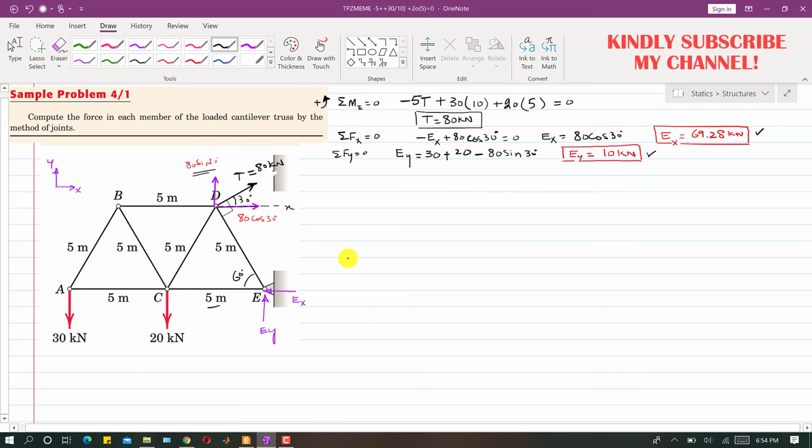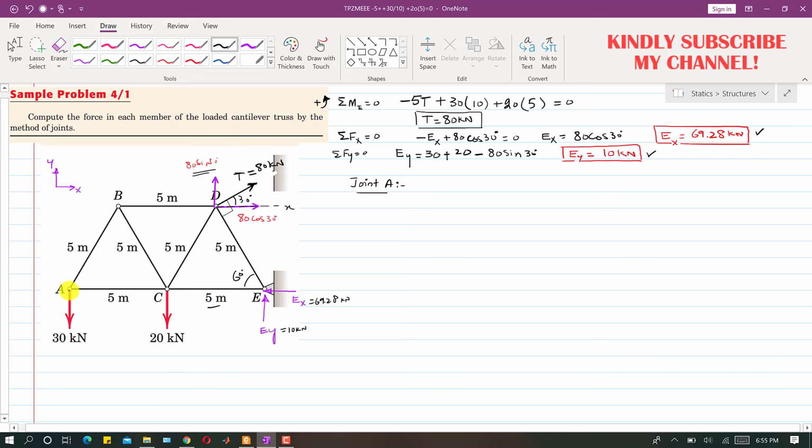So now we know these reactions, so let me write that this Ex is 69.28 kilonewton and this Ey is 10 kilonewton, right? So now we will start with this joint A. So if I write that joint A, so now since this whole truss is in equilibrium, right?